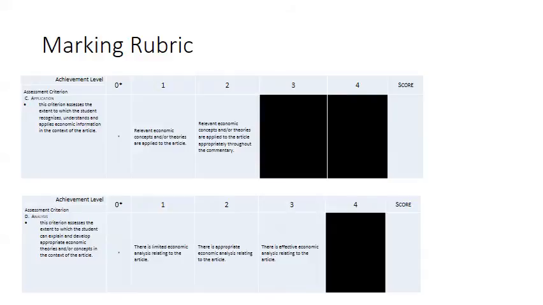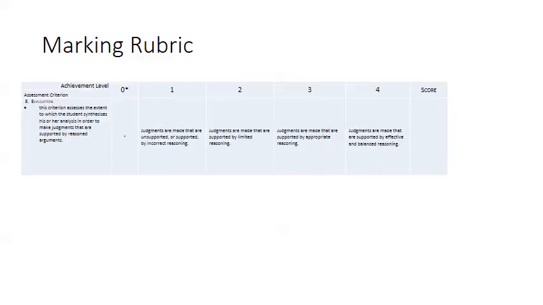In terms of assessment, there's effective economic analysis relating to the article. Once again, I would strongly suggest you quote the article as you go through your analysis to prove that it is related to the article. And lastly, evaluation: judgments are made that are supported by effective and balanced reasoning. So make sure that you're very familiar with what evaluation is in economics: advantages, disadvantages, short-term, long-term, the viewpoint of different stakeholders, typically consumers, low and high income, producers, the government, and if you're doing international economics, often other countries, or prioritizing the arguments. Why is something very important, or why is something really quite trivial?